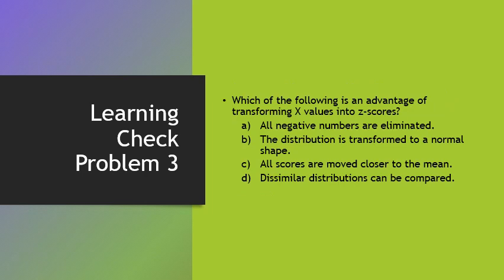All right, learning check problem 3. Which of the following is an advantage of transforming x values into z-scores? It's so that dissimilar distributions can be compared.